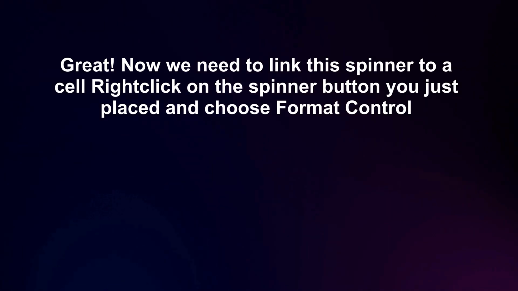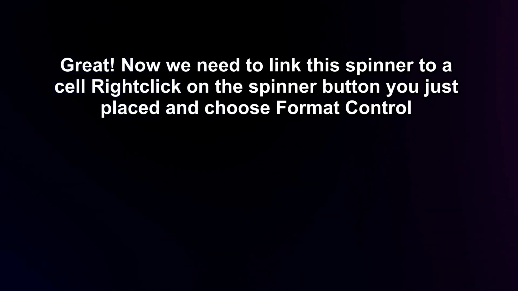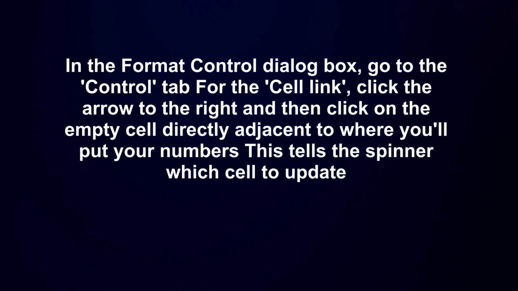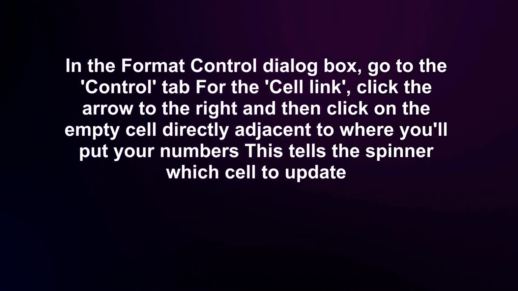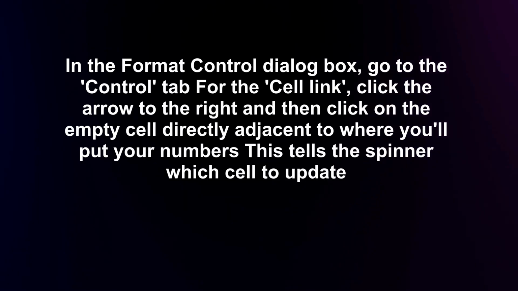Great! Now we need to link this spinner to a cell. Right-click on the spinner button you just placed and choose Format Control. In the Format Control dialog box, go to the Control tab for the cell link, click the arrow to the right and then click on the empty cell directly adjacent to where you'll put your numbers. This tells the spinner which cell to update.